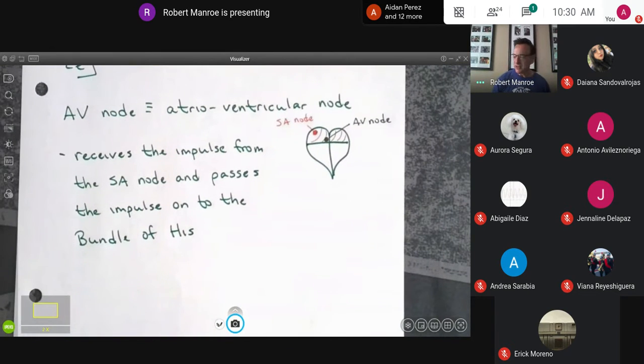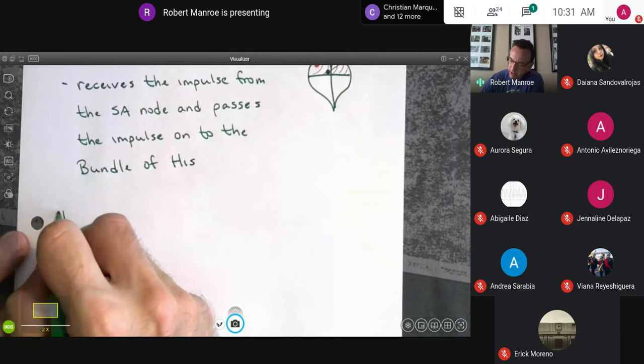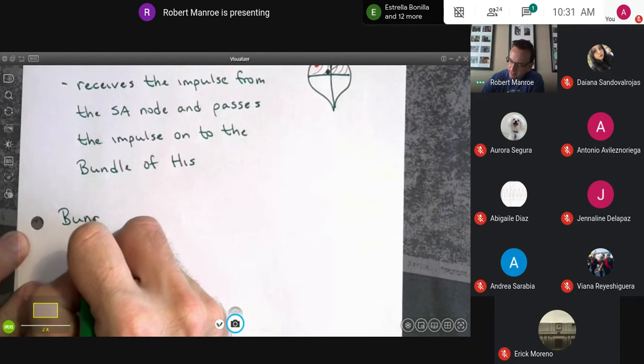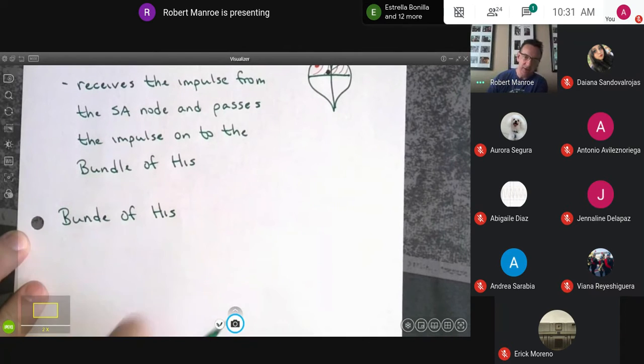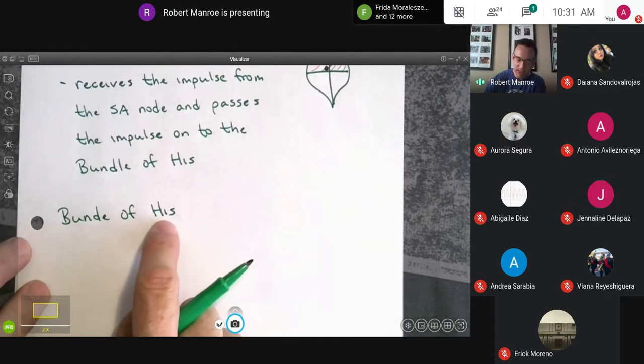Okay. So the impulse starts in the SA node, goes across the heart, hits the AV node. The AV node then passes this impulse on to a little bundle of nerves that goes right down the center of your heart, called the bundle of His. And think of this like the bundle of Manro, okay? That this is someone's name.